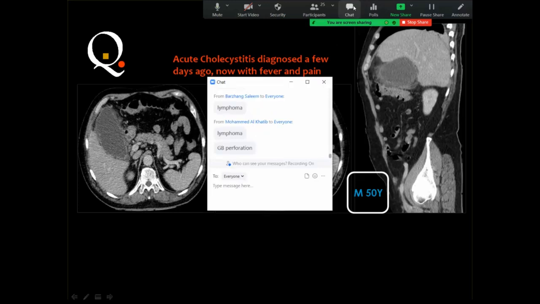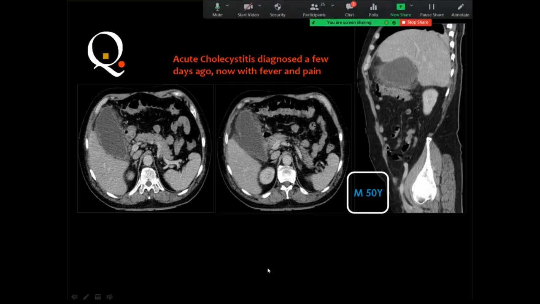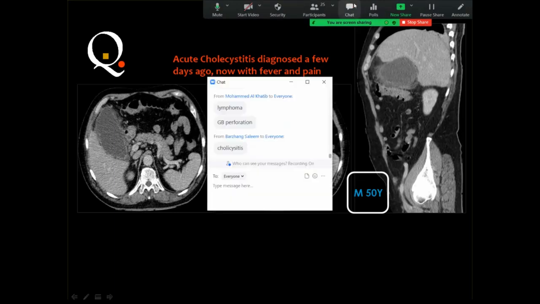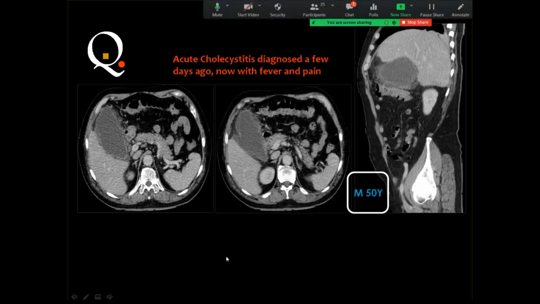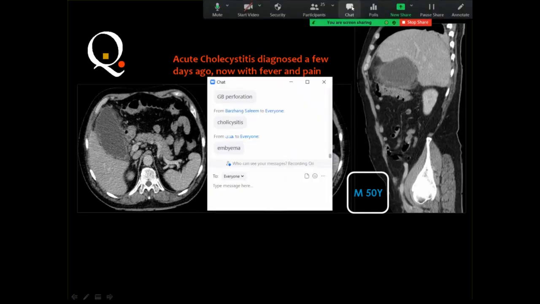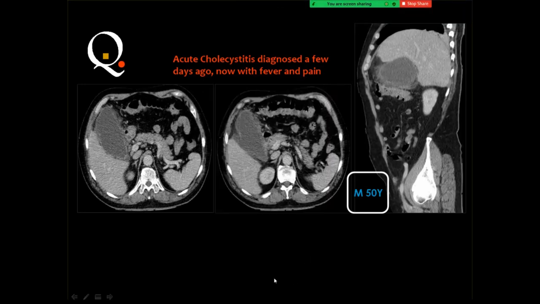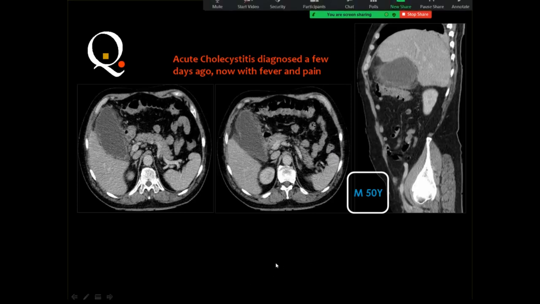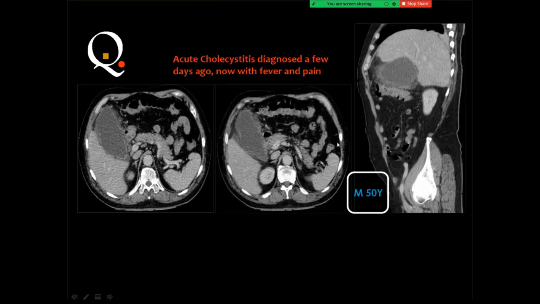There is actually no evidence of perforation, and you cannot see fluid in the pericholecystic area, and this is cholecystitis, right? But it's not an ordinary cholecystitis. You got marked dilatation or distension of the gallbladder that may lead you to think of an empyema. This is a good possibility, but also there is one of, let us say, the criteria.